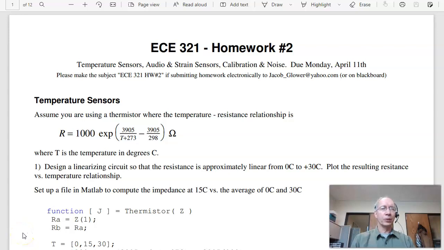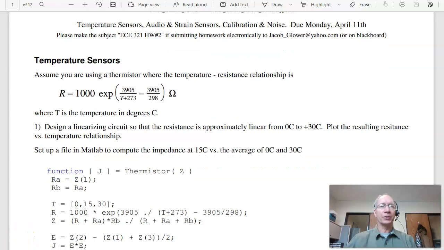Here's the solution to homework set number 2 for ECE 321 Analog Electronics. This homework set covers temperature sensors, audio and strain sensors, calibration, and noise. Now the first problem looks at a temperature sensor, specifically a thermistor.